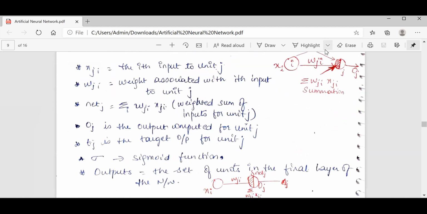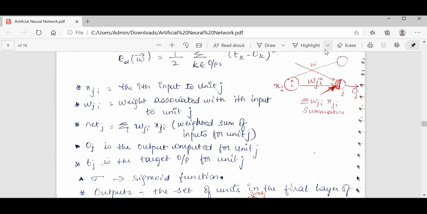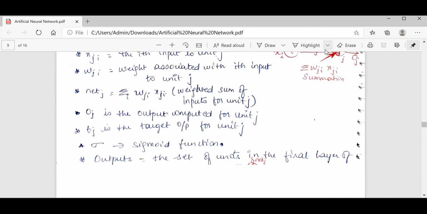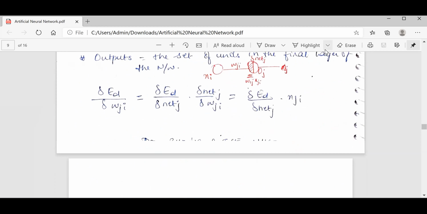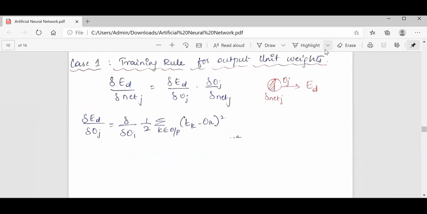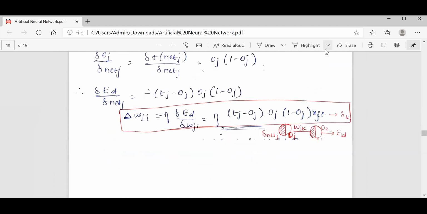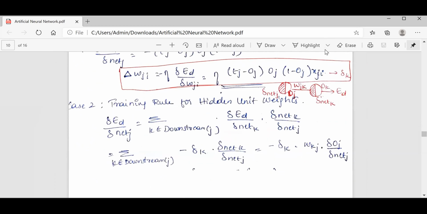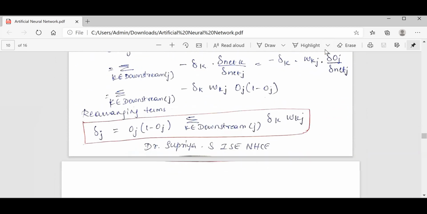This is what your derivation is. I've written it down for your understanding. There are a few things which I've highlighted, so it will be helpful for you to understand what is net J, what is Wij, what is Oj, the values of it. I've written everything in steps for you, so it will be easy. This is what I was telling, the training rule for the hidden unit weight. This is what we get, the value of it, which we are propagating downstream for each and every value.